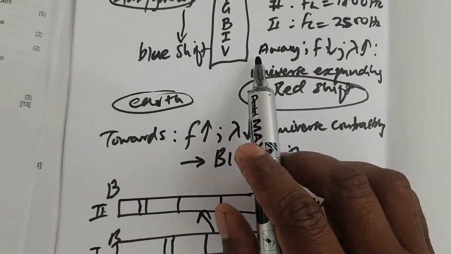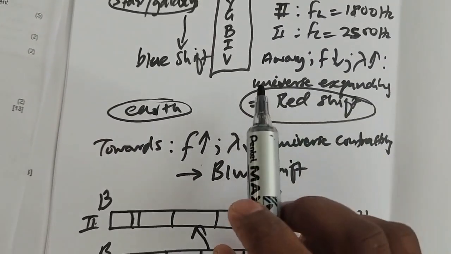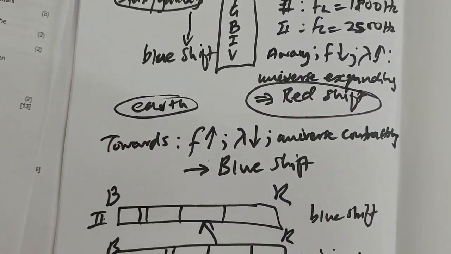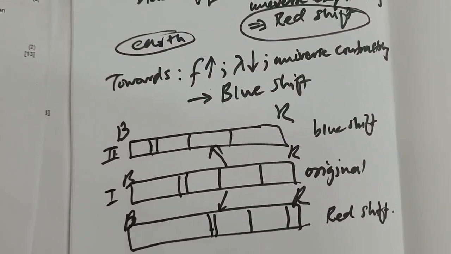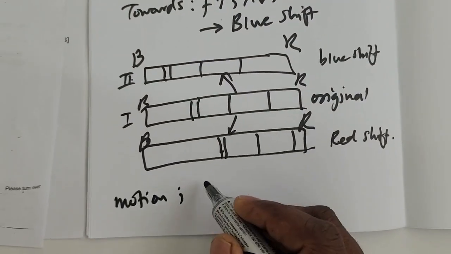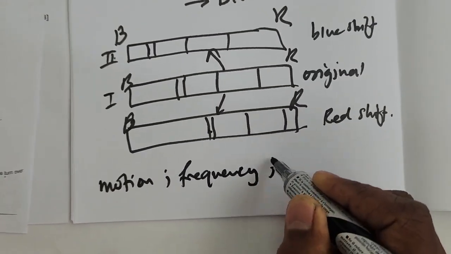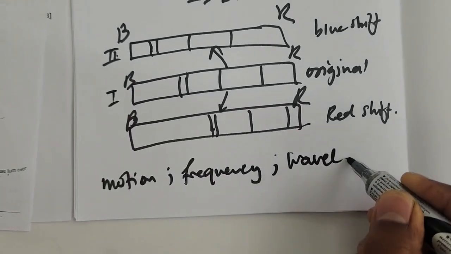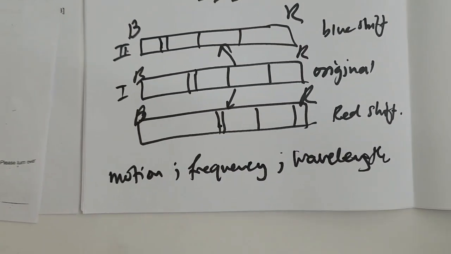You say redshift: the movement is away, frequency is decreasing, the wavelength is increasing, the universe is expanding. So mainly when we want to explain, there are only three things: motion, frequency, and wavelength. One of the three will be given, so that you explain using the other two.